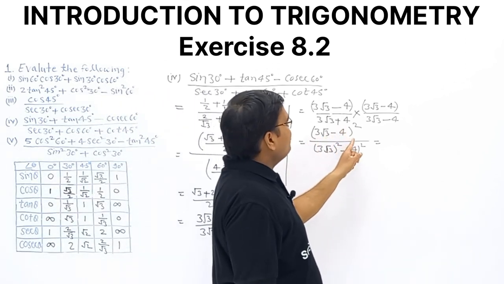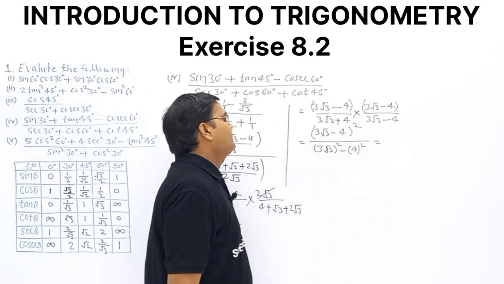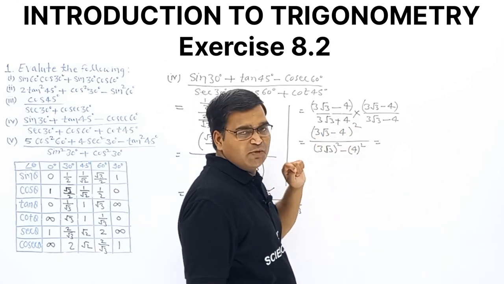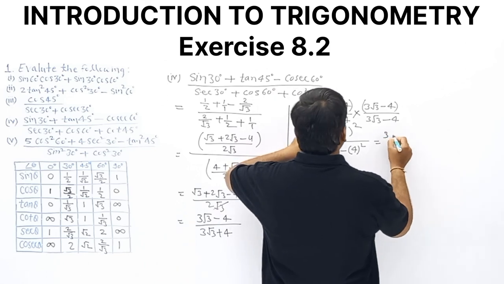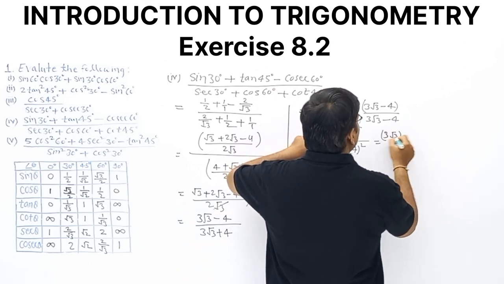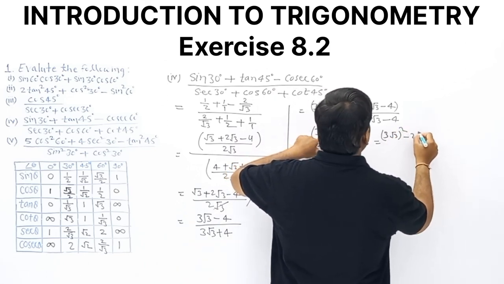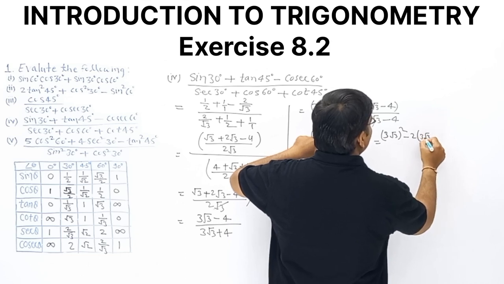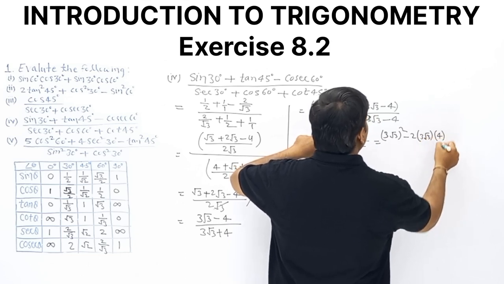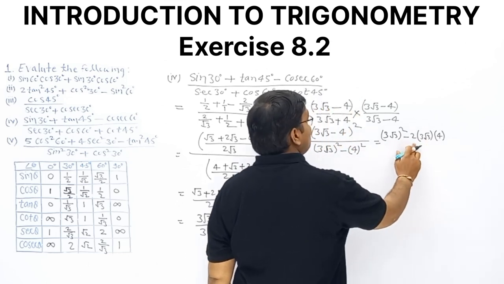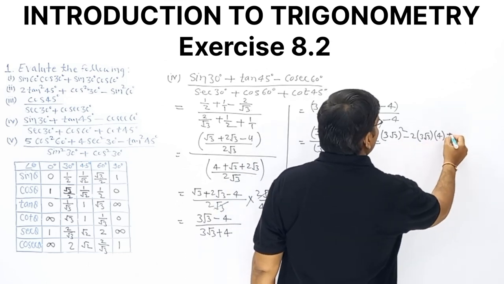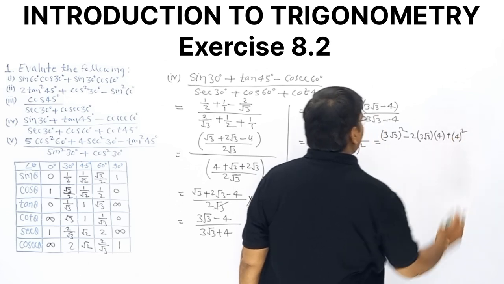a square minus 2ab plus b square, so (a − b) whole square, the algebraic identity we will use. A square means (3√3) whole square, minus 2 times a, a is 3√3, into b. B is what? 4. A square minus 2 times ab plus b square. B square is what? 4 square.